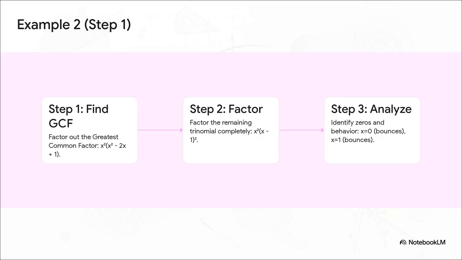All right, now for a problem that isn't so nicely packaged for us. When you see a polynomial like this, your first move, always, should be to look for a greatest common factor, the GCF. In this one, you can see that every single term has at least an x squared in it. So we're going to pull that x² out front. That is the critical first step.